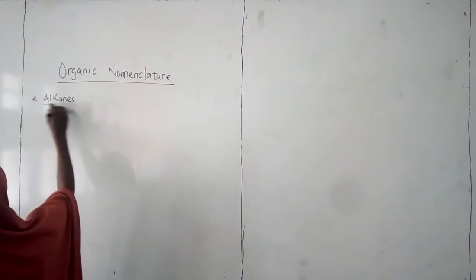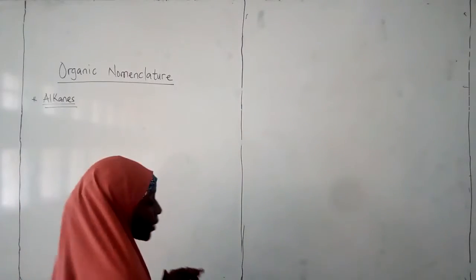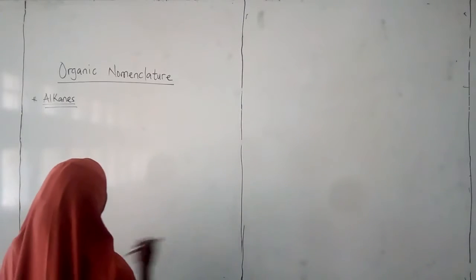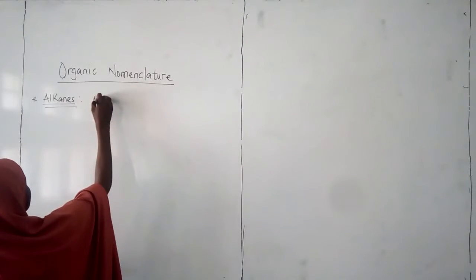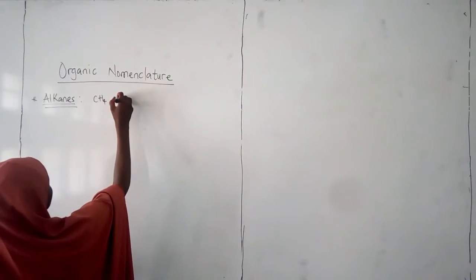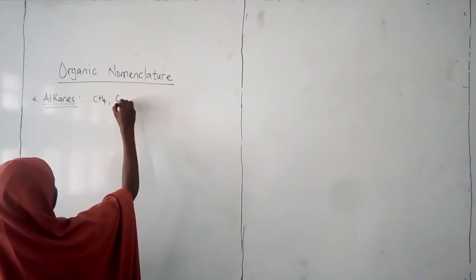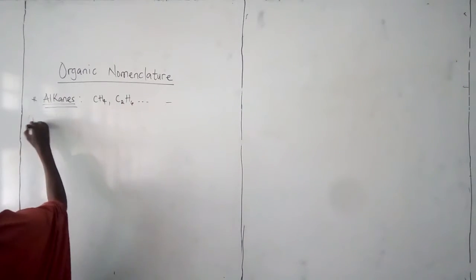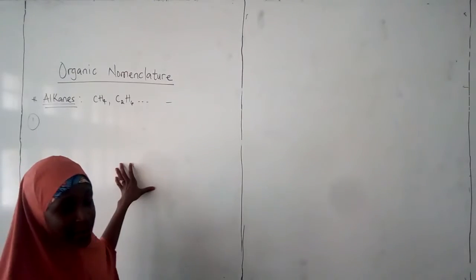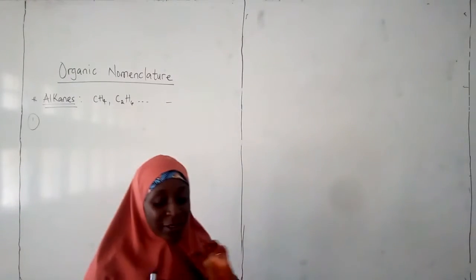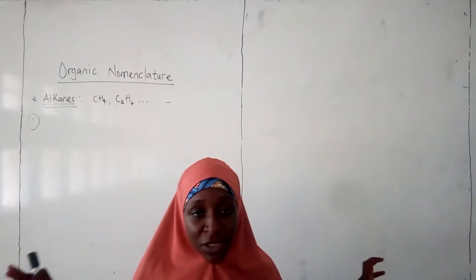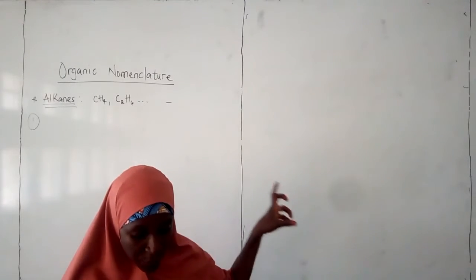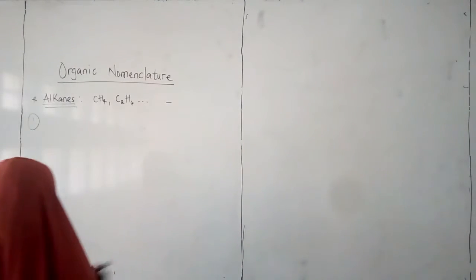Now, as we all know, alkanes are the saturated hydrocarbons. We have CH4, methane, we have ethane, C2H6, and the rest. In naming alkanes, we are first going to consider the parent chain. We are going to select the longest chain, and that longest chain is going to be our parent chain. Now, let's take this for example.